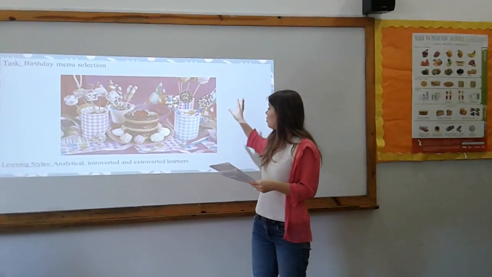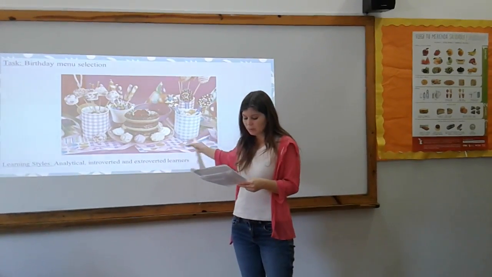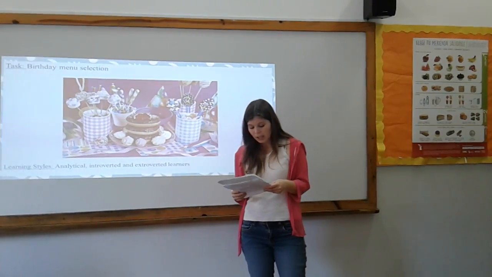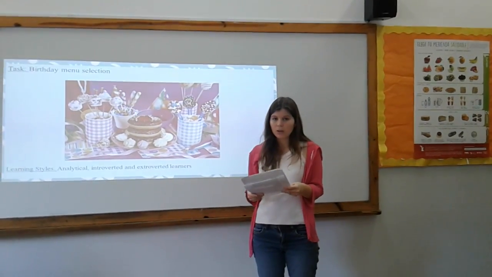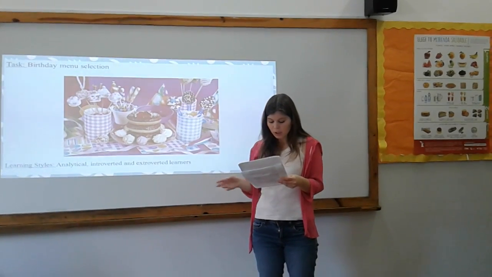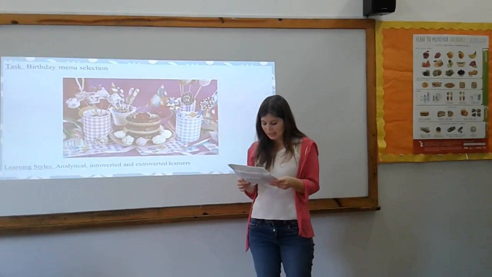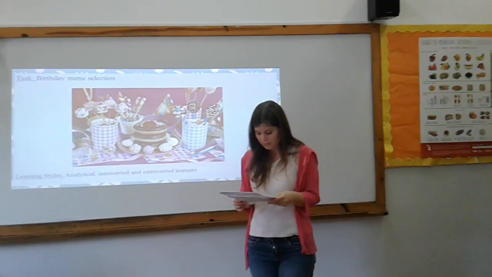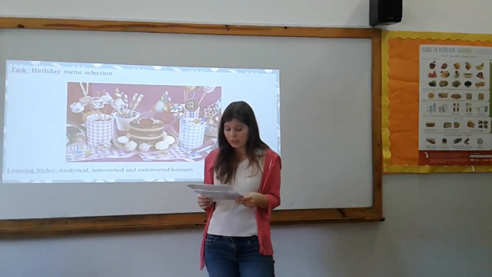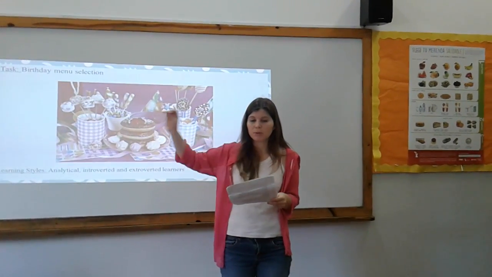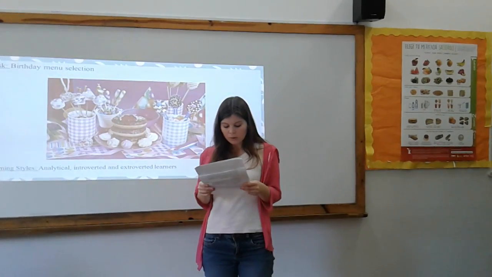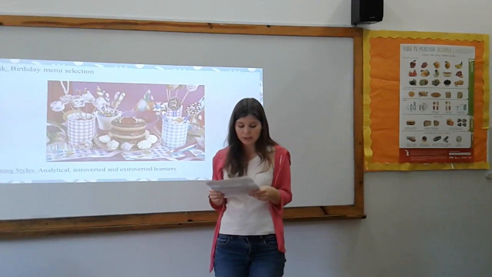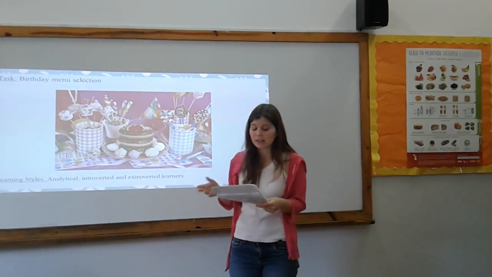Then we're going to move on to our third and final task, that will be a birthday menu selection. The teacher is going to provide students with a handout containing a brief description of the fast food preferences of two 7-year-old children, Sally and Tommy. They plan to celebrate their birthdays in a fast food restaurant. The class is going to be divided in new teams, mixing the students from the previous teams A and B in order to take into account the heterogeneity of learning styles in the classroom.